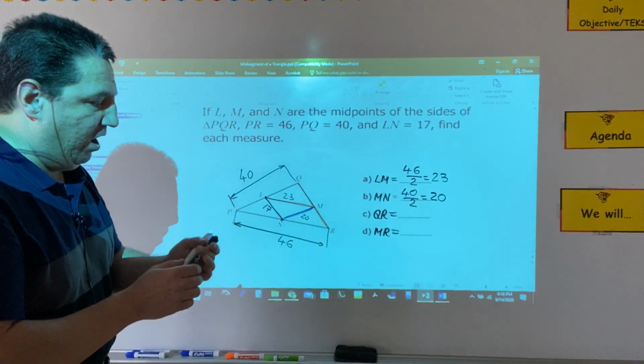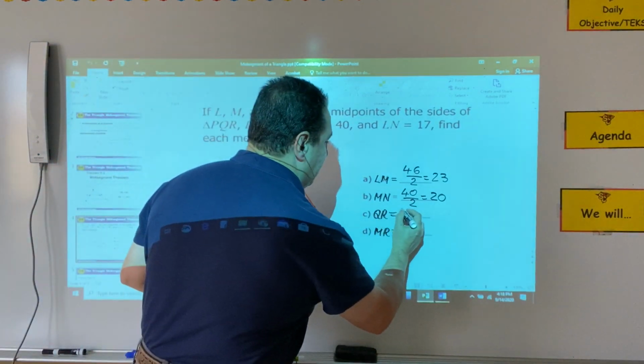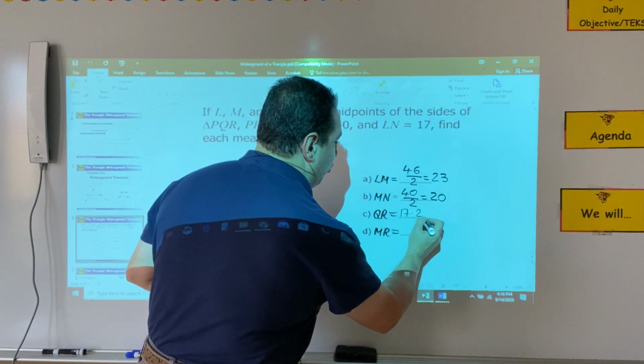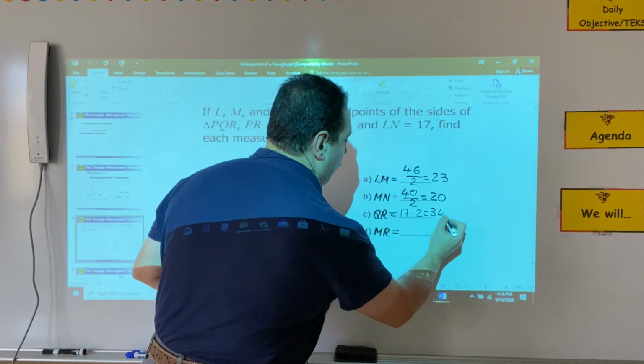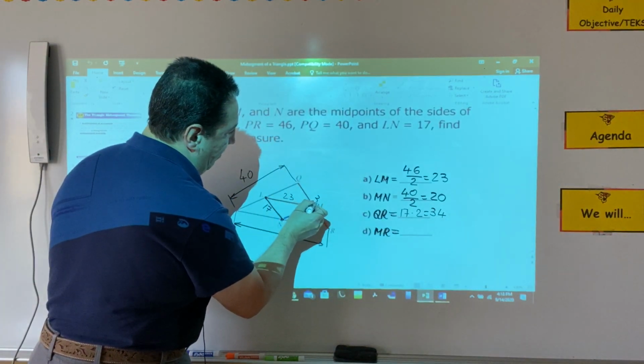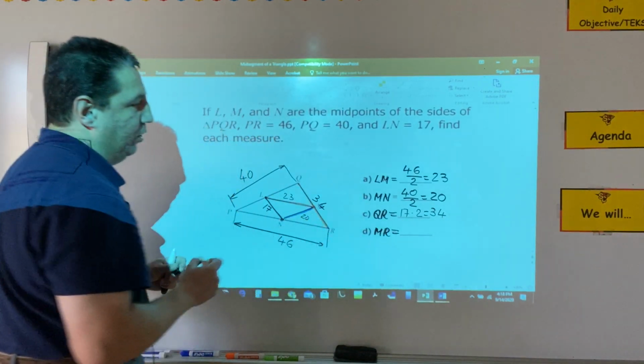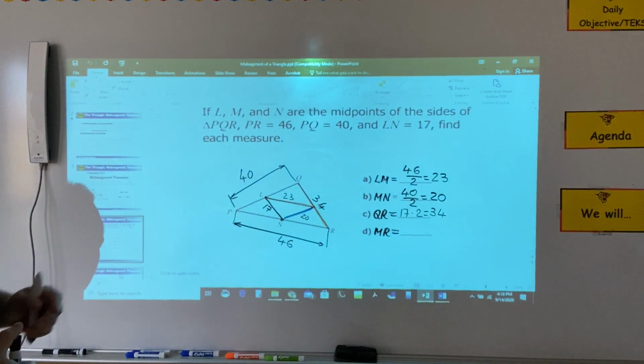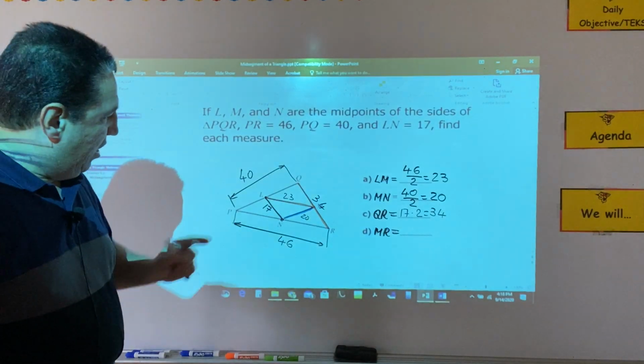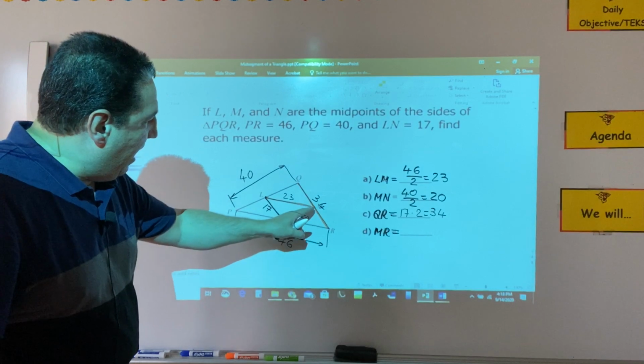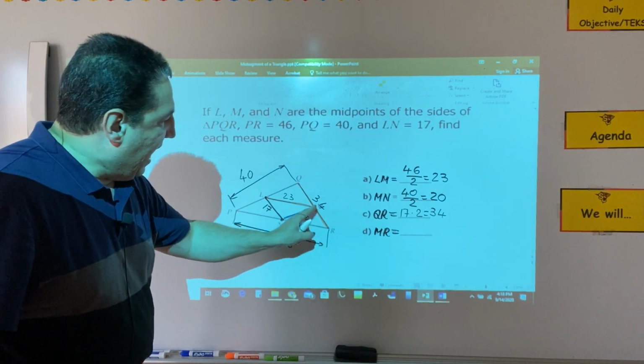So QR would be 17 times 2, which is 34. So the length of QR is 34. Good. Now, what's left? MR. Where is MR?